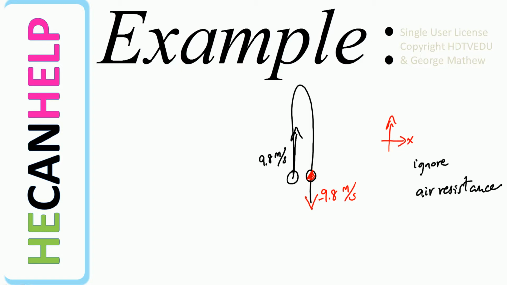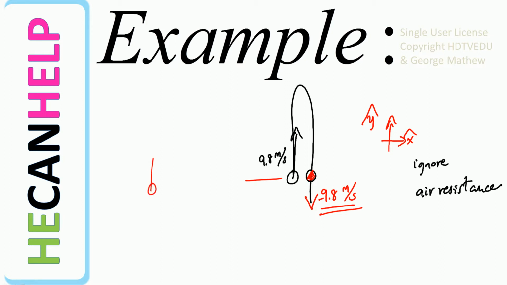Positive x is defined as to the right, and positive y is vertically up. So you are going to get negative 9.8 meters per second on its way down. Because on the way up, the acceleration due to gravity reduces the speed, and on the way down, the acceleration due to gravity increases the speed. So as long as you are at the same height, if you throw something vertically up at 9.8 meters per second, on the way down, you expect it to be negative 9.8 meters per second.